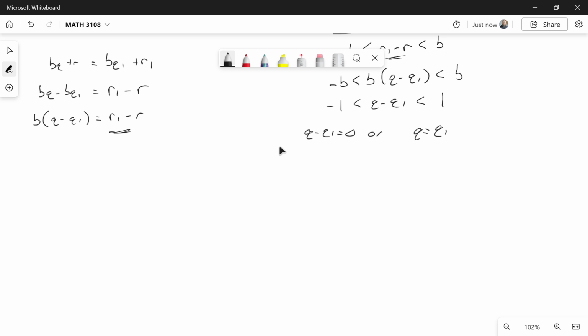Now we're going to show the same for the r's. So jumping back over to here, I'm going to use this information that q minus q1 is equal to 0. So this gives me b times 0 is equal to r1 minus r. b times 0 is 0, so r1 minus r is 0, which tells me that r is equal to r1. There we go. So we assumed it wasn't unique, but in this case it is unique. They are the same. Q is equal to q1 and r is equal to r1.